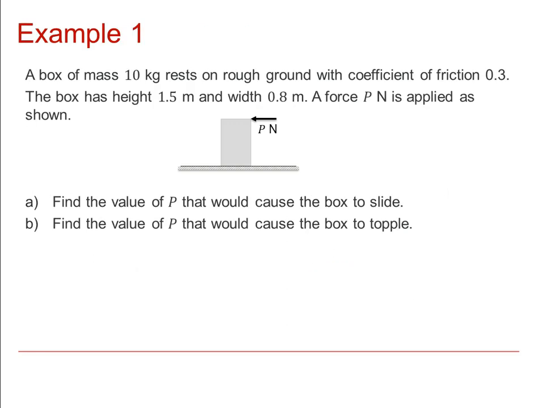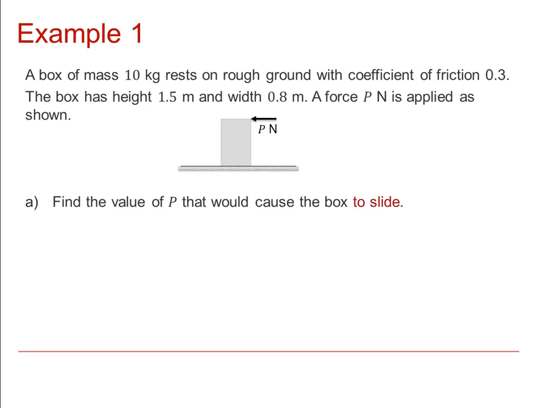Here's an example of that, and what we want to do is to find the value of P which would cause firstly the box to slide and secondly for the box to topple. We're given that the mass of the box is 10 kilograms. We've got a coefficient of friction, so mu is equal to 0.3. The height of the box is 1.5 meters and width 0.8.